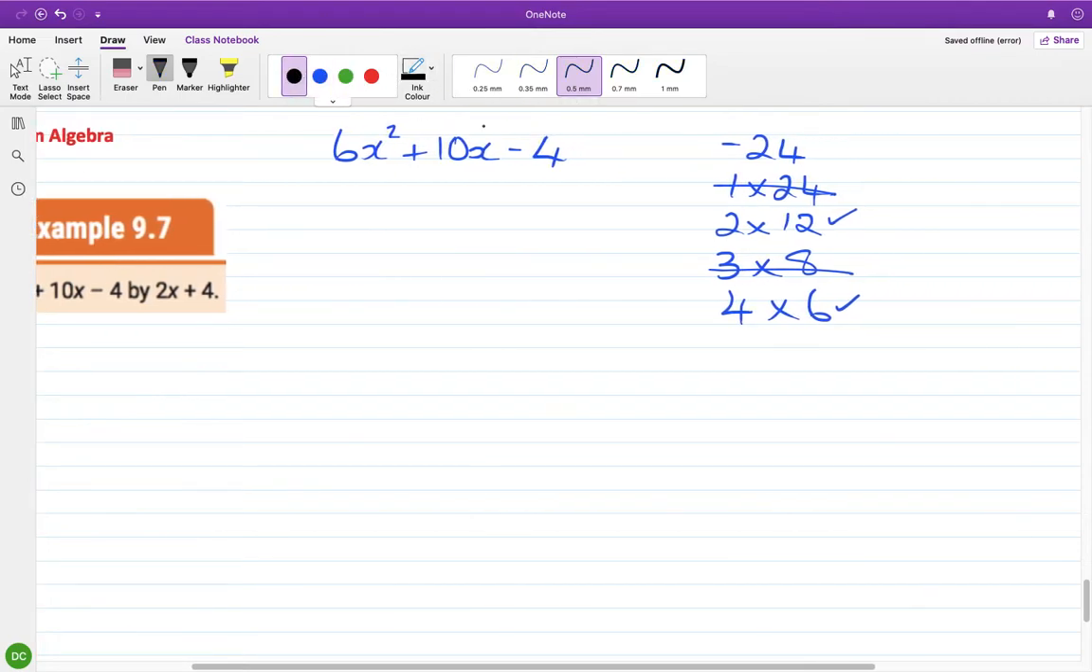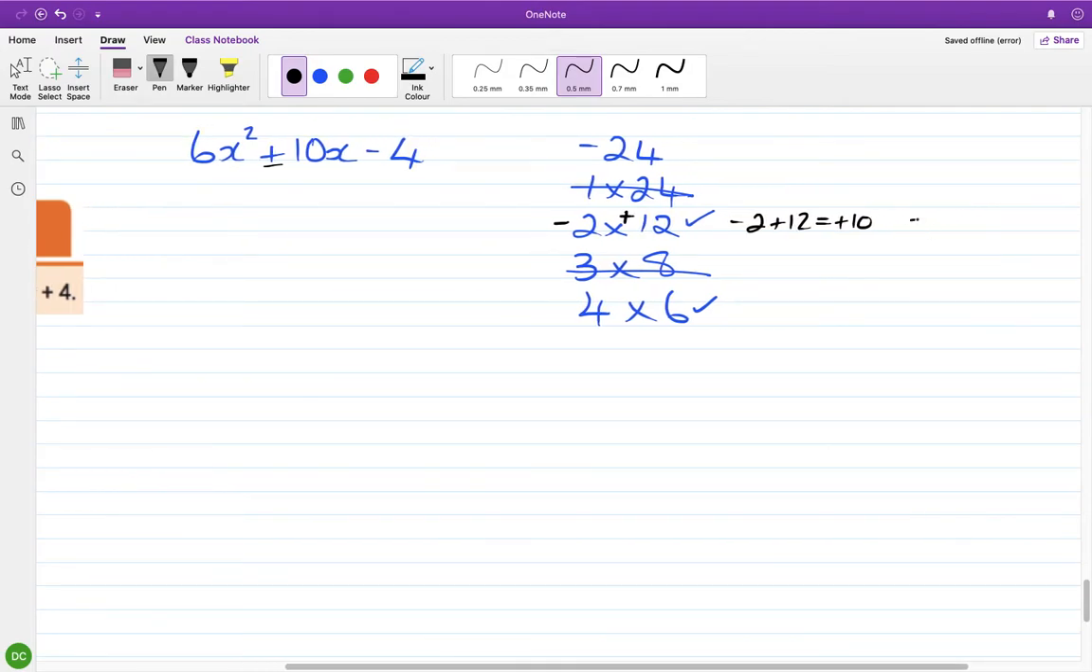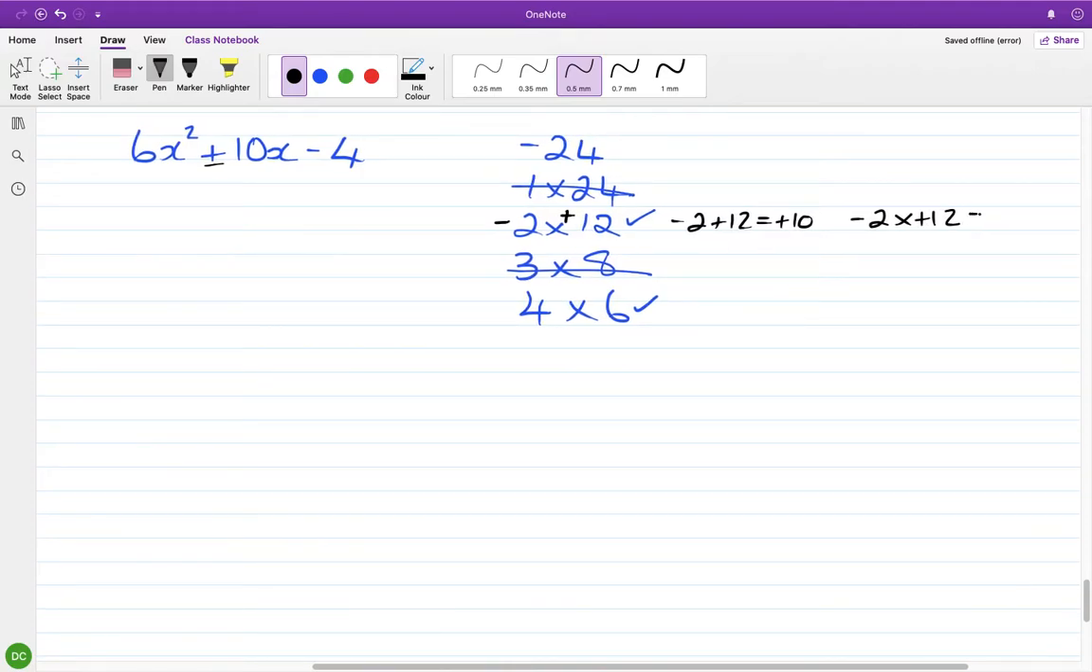Okay, so we'll have to look at signs. So I'm trying to get a plus 10, so this is a minus, this is a plus. Yeah, so minus 2 plus 12 equals plus 10. And minus 2 multiplied by plus 12, different signs give me a minus. 2 by 12 is 24, so that just works. So this one probably won't.